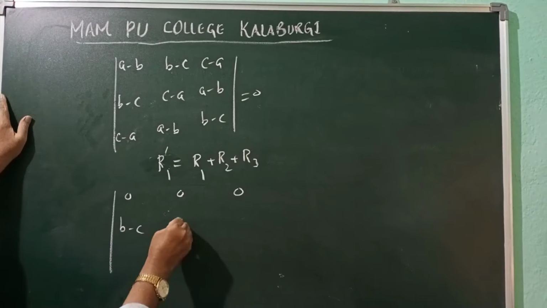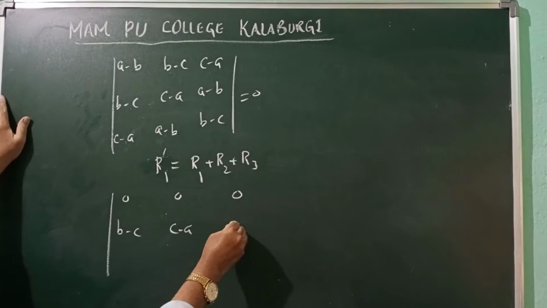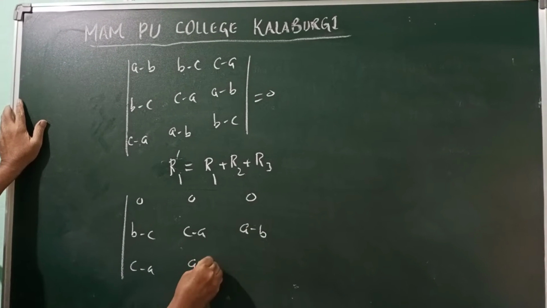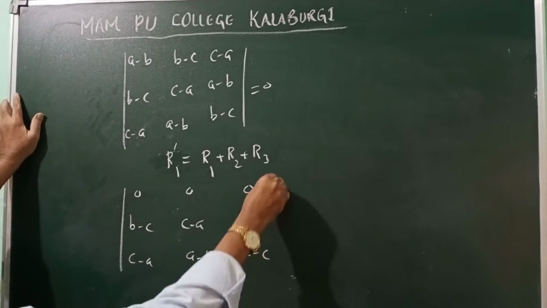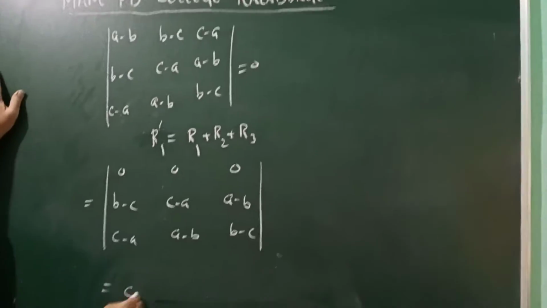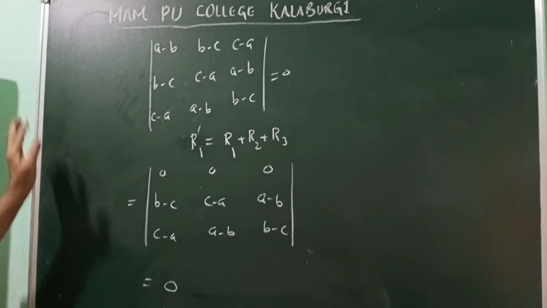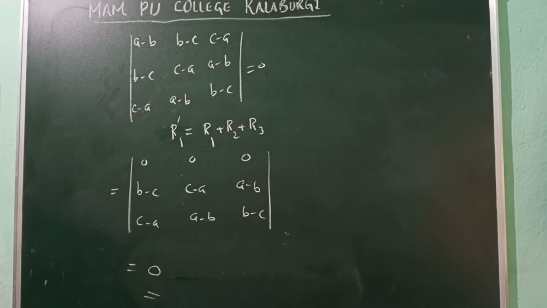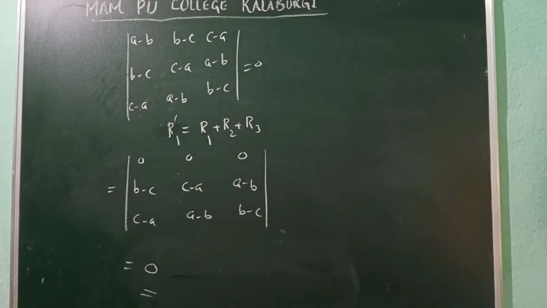So the remaining terms will be c minus a, a minus b, c minus a, minus b, b minus c. Then you can see one complete row is 0, so the value will be 0. Hence we have not expanded it, just by using one property we have proved that its value is 0.